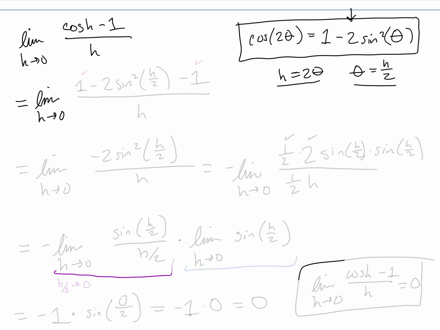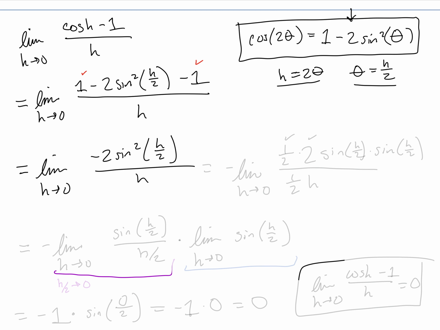So this is cosine of h is equal to 1 minus 2 sine squared of h over 2. And then that was all cosine of h, and we still have a minus 1, all divided by h. So that's equal to the limit as h goes to 0, the 1's cancel out, of negative 2 sine squared h over 2 divided by h.